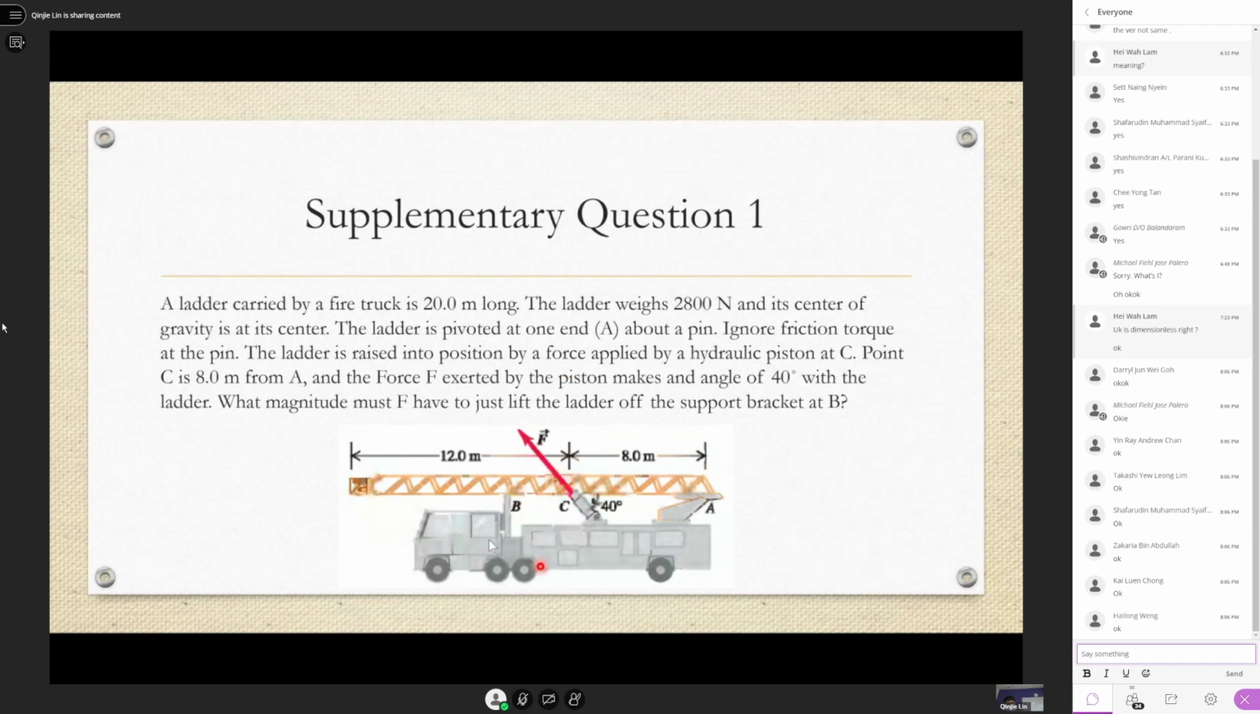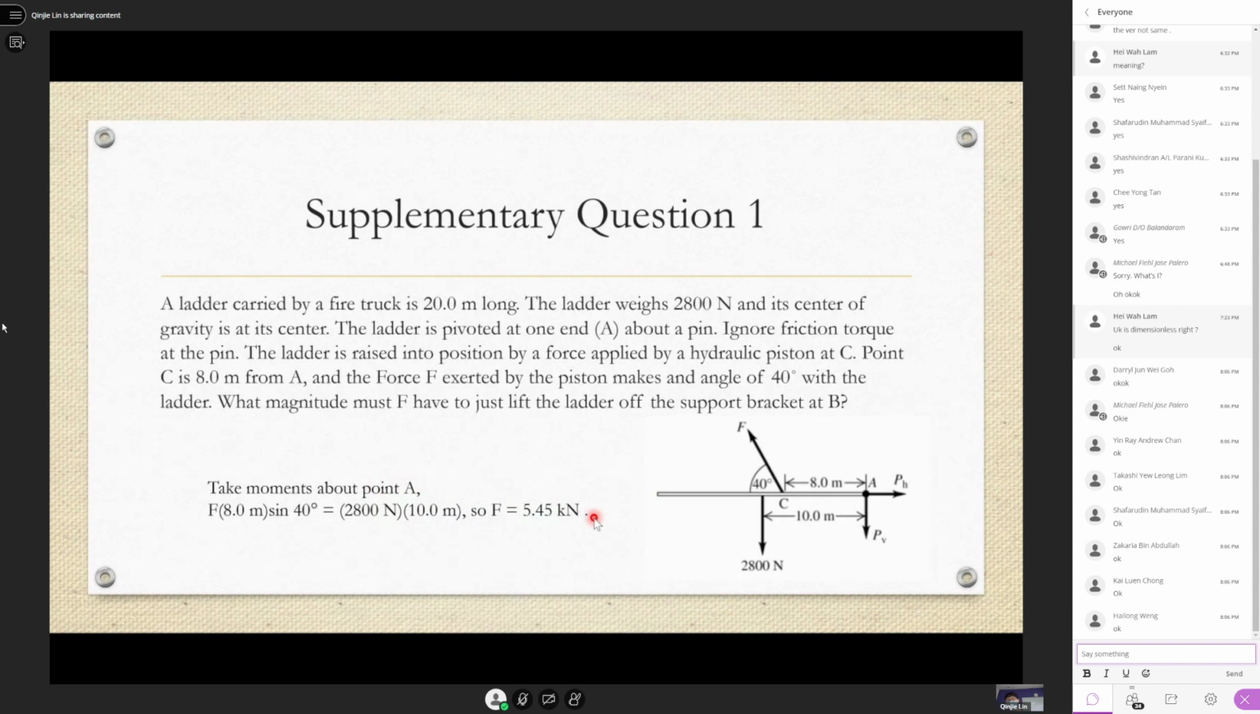So you can imagine originally, this support here will have some unknown force, because it's a support. But the question wants you to find what F must be such that the ladder lifts off at support bracket B. When they tell you it lifts off support bracket B, it means it's not in contact anymore. So when you draw the free body diagram, the support there will not have any unknown reaction because it's not even touching anymore. That's basically the criteria you need to set for this question.